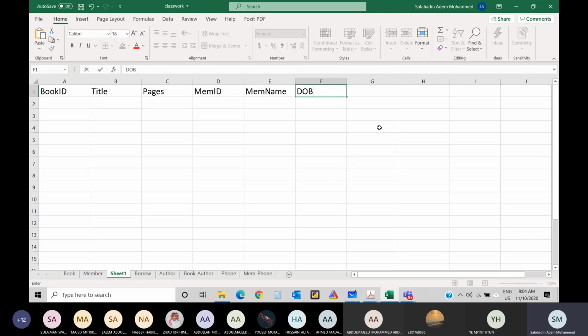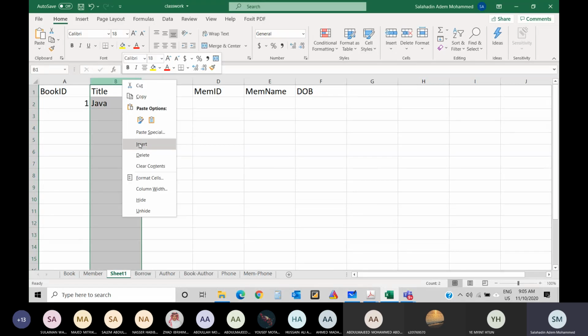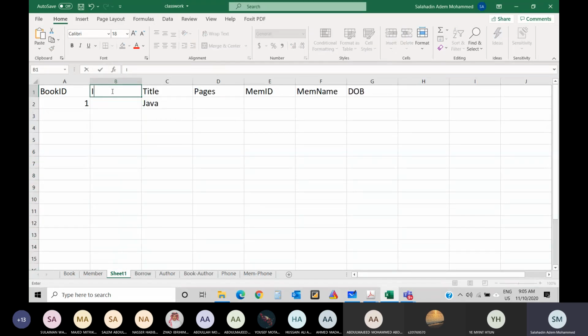Let's take some data just to show you how bad this one is. Let's take the first book. Let's say book ID is 1, and the title is Java. There's also ISBN, so I have left some of the columns out. Let me put ISBN also, just to insert. Let's say the ISBN number of the book is 111. It doesn't matter. The book is Java. Let's say it has 400 pages. Who's the member who borrowed it? Let me say he's member number 1, member name is Salah, and let's say his date of birth is so and so.